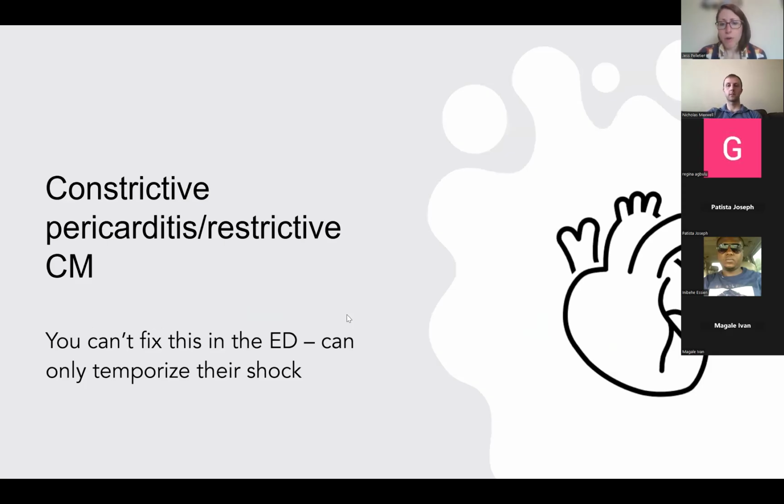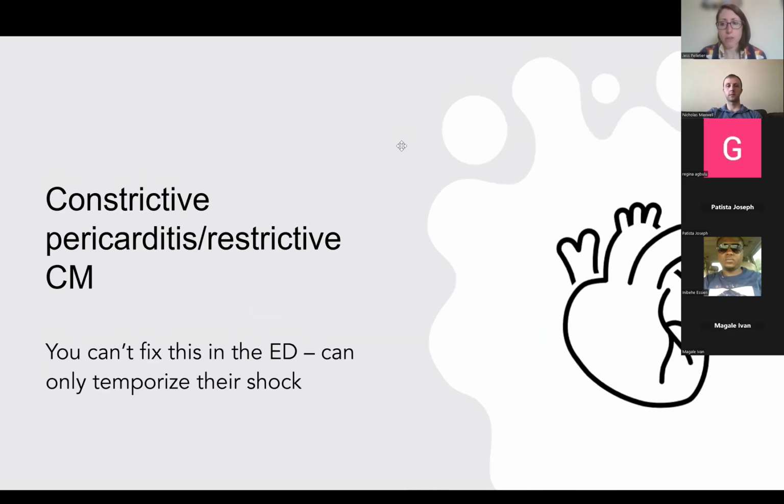How often are folks seeing constrictive pericarditis and restrictive cardiomyopathy causing obstructive shock? Because again, Nick and I don't see that very often, but I know tuberculosis is more common in some of your settings than in ours. So I'd love to hear in the chat if people see this frequently, infrequently.